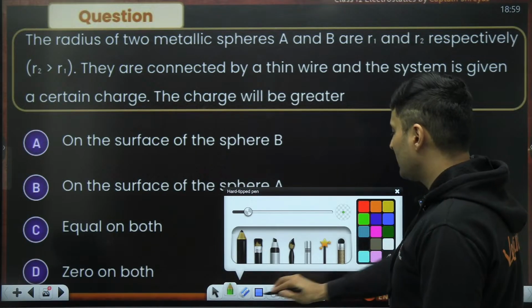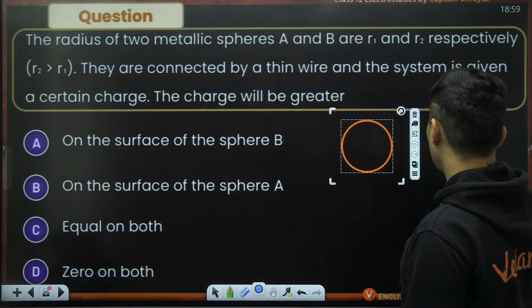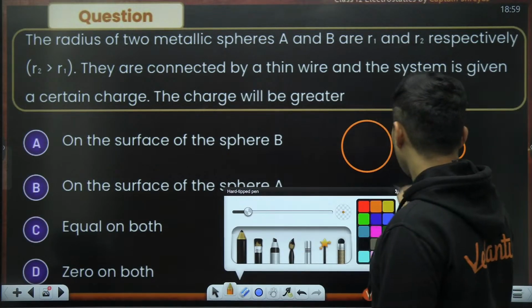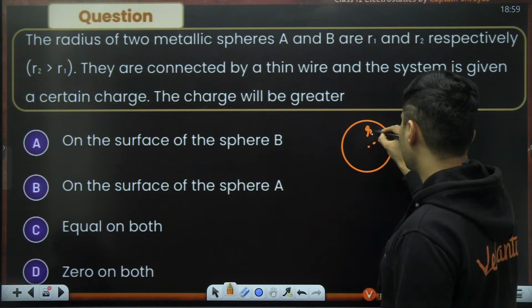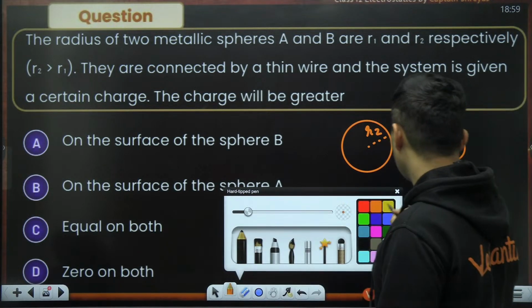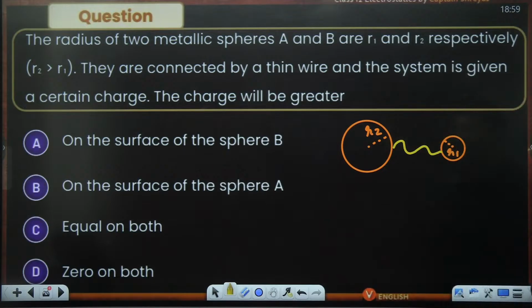Okay, so let's draw those two conductors first. One is like this, one is like this. R2 is more than R1. Okay, let's say this is R2. Let's say this is R1. And now they are connected by a wire like this.